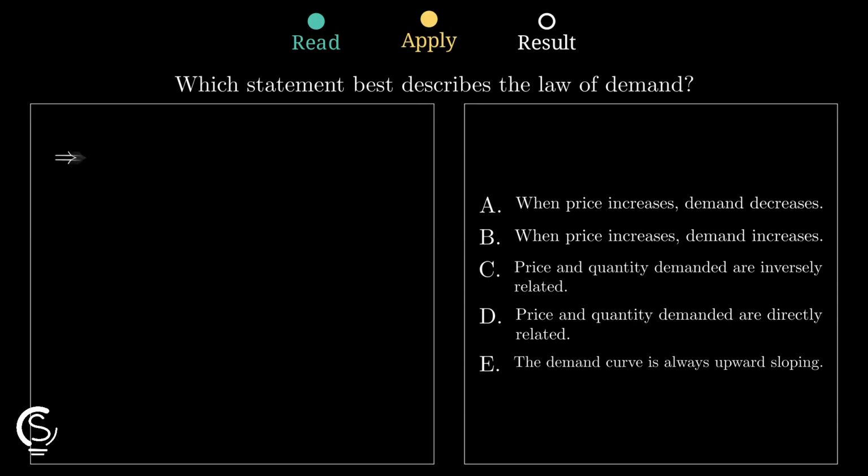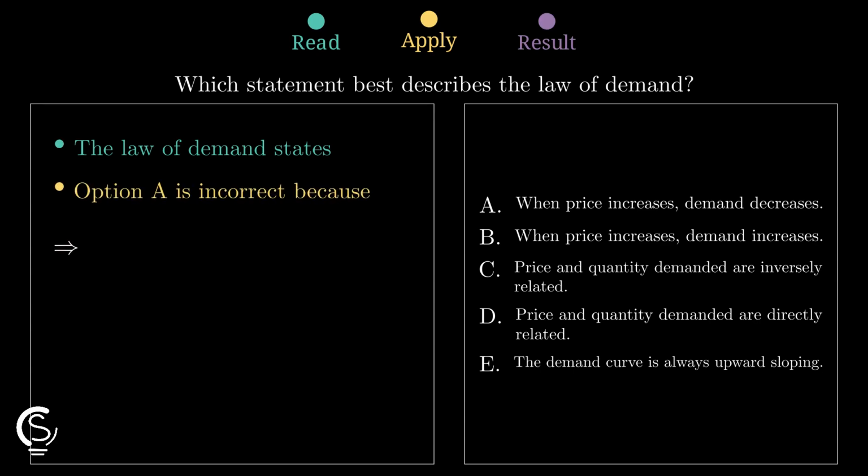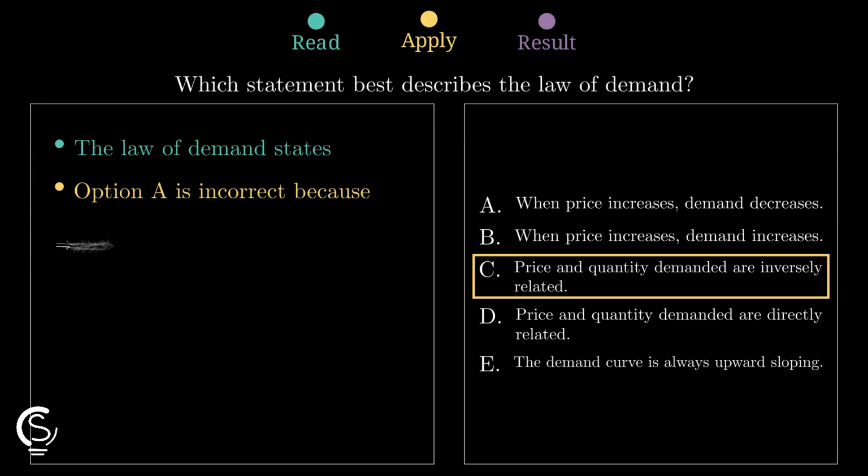Option A might look tempting, but it incorrectly uses the word demand instead of quantity demanded. In economics, these two terms represent very different concepts that you must never mix up. Options B, D, and E are wrong because they describe direct relationships. Therefore, the inverse relationship in option C is our perfect answer.